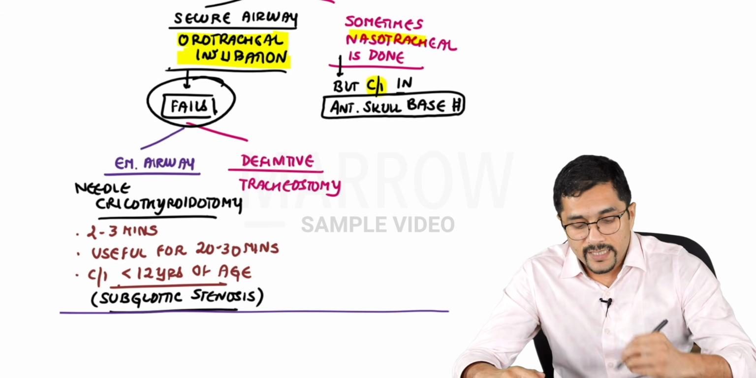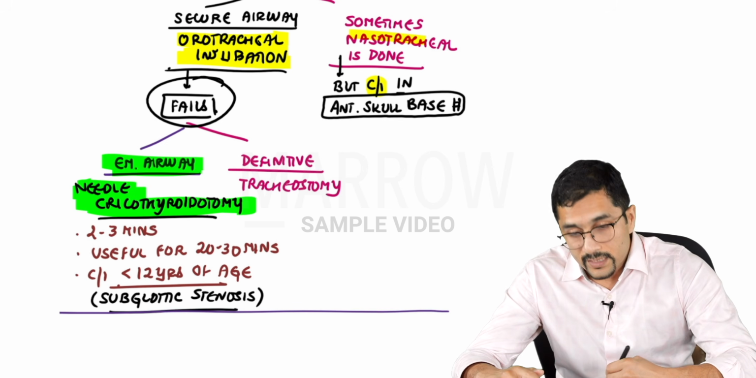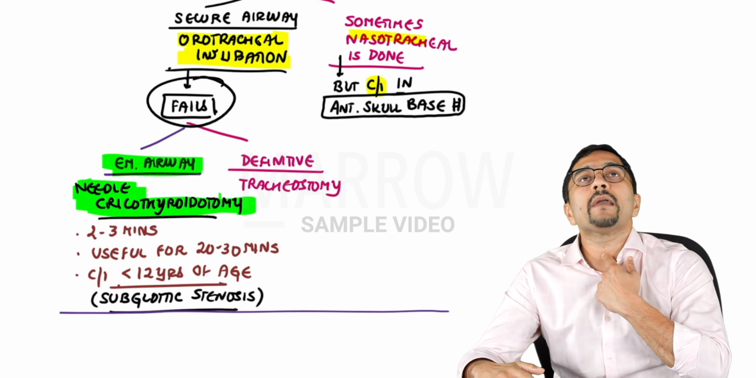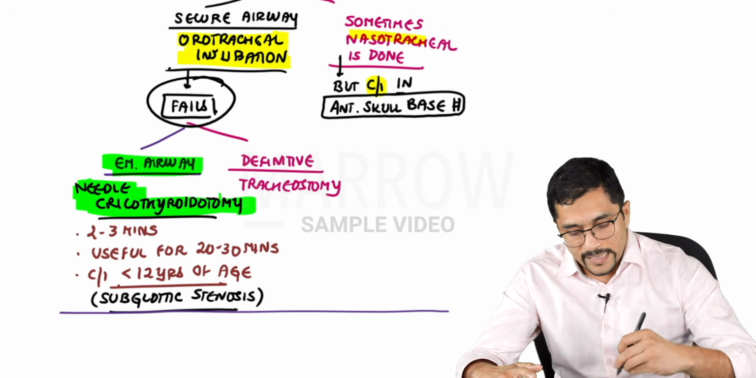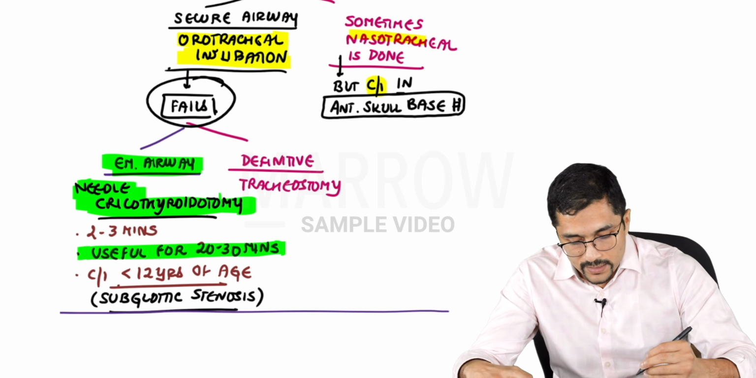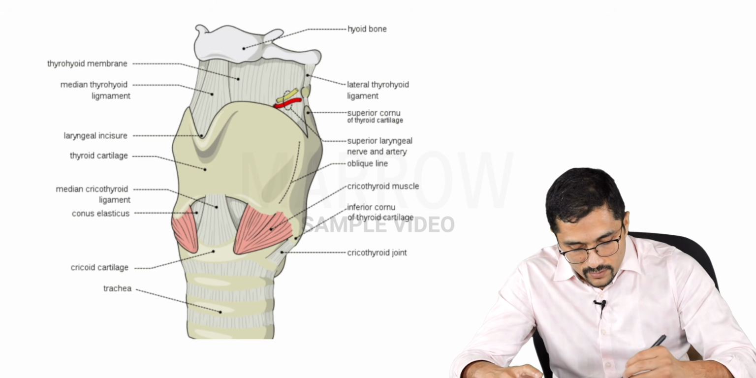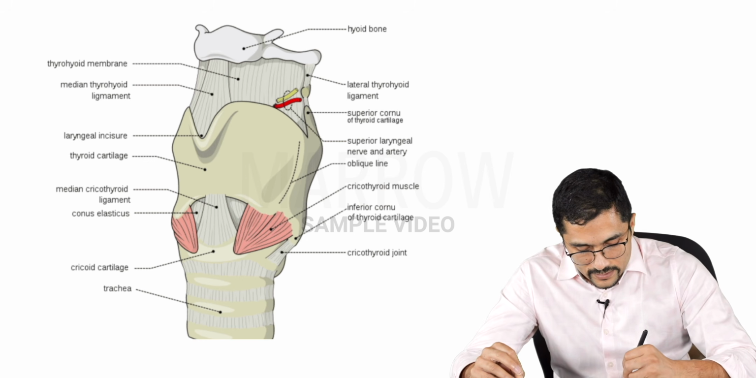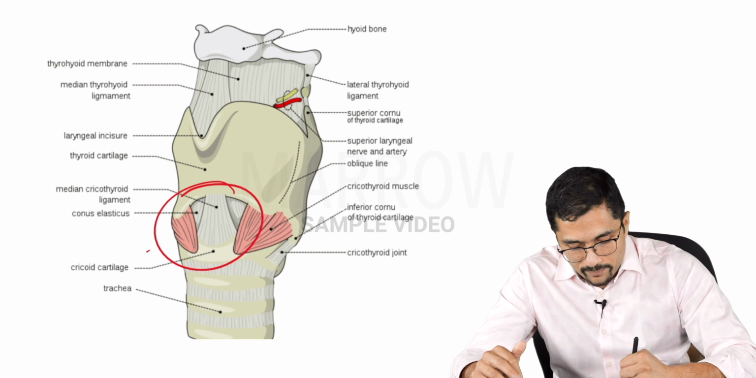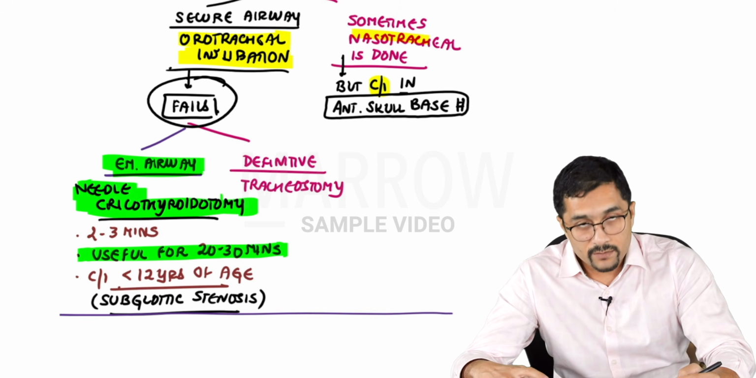But if orotracheal intubation fails, then the emergency intervention is a needle cricothyroidotomy. This has been asked in the exam. You put a needle in the cricothyroid membrane, and this acts as an airway for 20 to 30 minutes. What is the image? Image of cricothyroidotomy. So this is the cricothyroid membrane, right? You enter the cricothyroid membrane, you put in a needle here, that is needle cricothyroidotomy, which can be done.